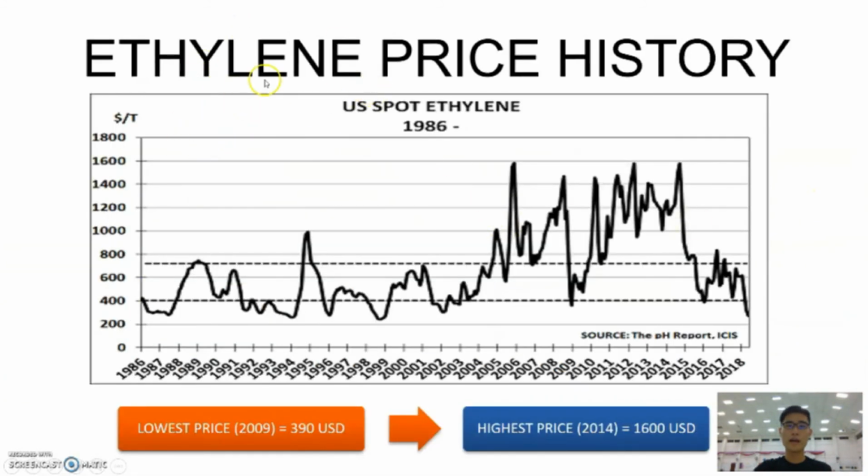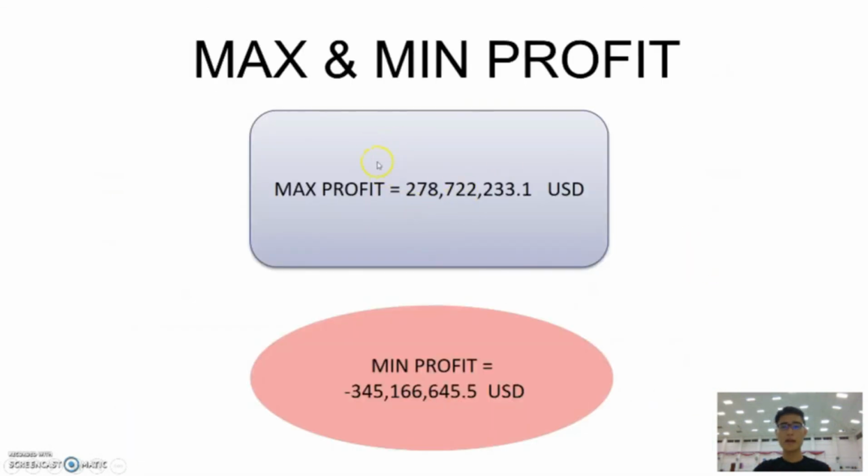So this is the ethylene price history. This graph is too long, so we just use 2008 to 2018. The lowest price is in 2009, which is here, 390 USD. The highest price is in 2014, which is 1,600 USD over here.